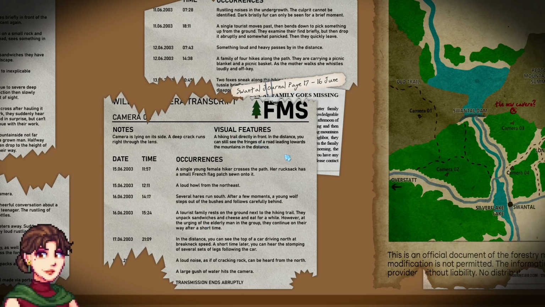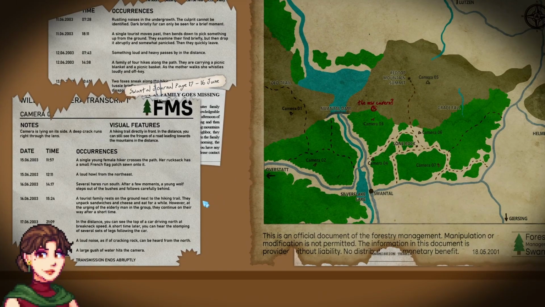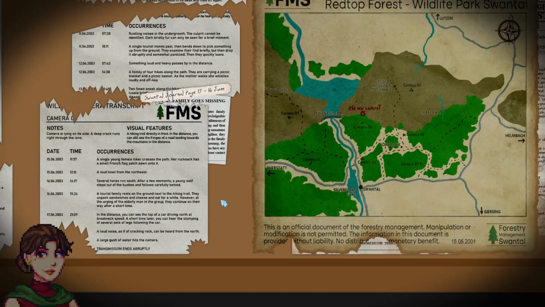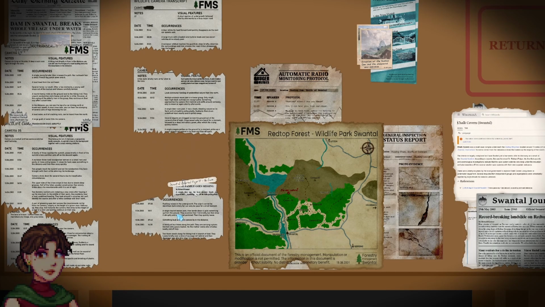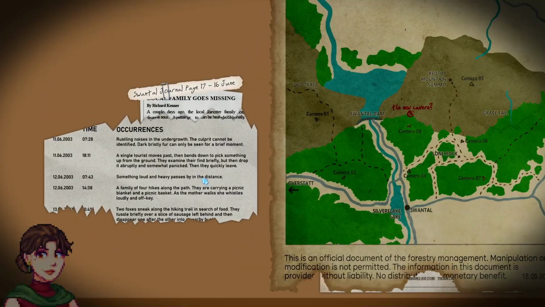I can try directly in front distance, you can still see the fringes of the road. Yeah, no, 7. Is that what we said? 7. No, I'm lying. 4. We said 4 because that's also north. Okay, yeah, no, that's 4. What am I on about? That is definitely 4. Okay, what's this one?